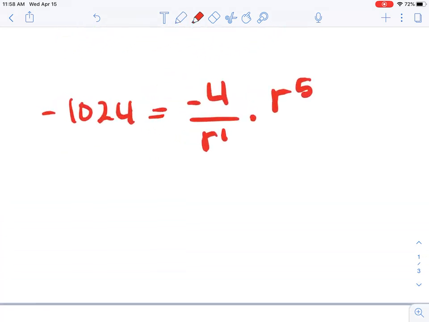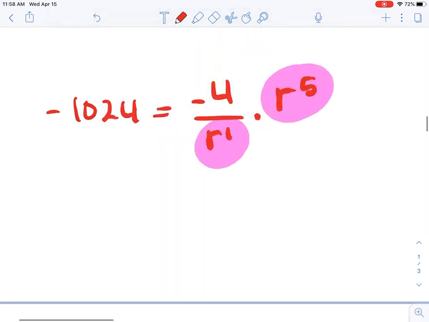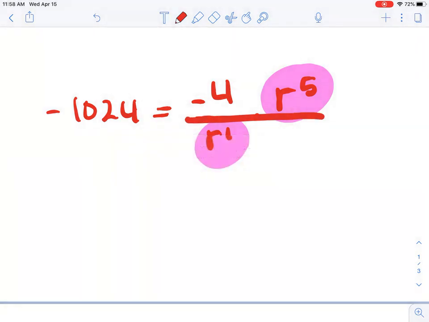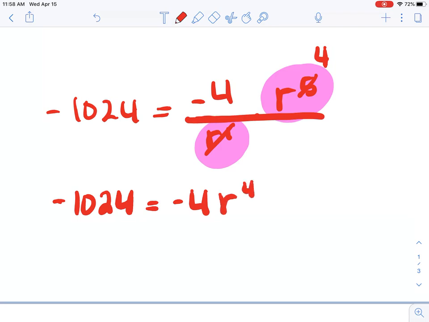First thing I'm going to clean up is r to the fifth divided by r to the first. What you have to realize is that since this is multiplication, this is just like one big fraction right here. So r to the fifth divided by r to the first. Remember, with our exponent rules, we keep our base and we subtract our exponent. So that's r to the fourth. There's 1 down here, I get rid of 1 from here, there's 4 left. So I have negative 1024 equals negative 4 times r to the fourth.